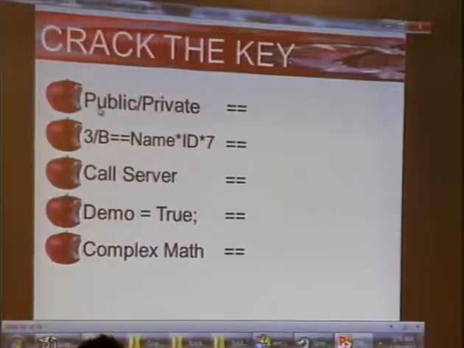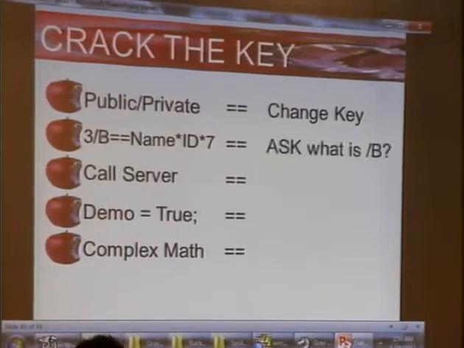So let's look at it. You have public and private key signing. You simply change the key. And now you can just push out and own that application. Common validation sequence for keys is you have an unknown value. You put in your name and ID of the machine, and then you happen to know the known value, what is /b, and that's it. And you're able to crack that sequence. Call the server, just hack the call, point it to your own server, or negate that server call, whatever you want.